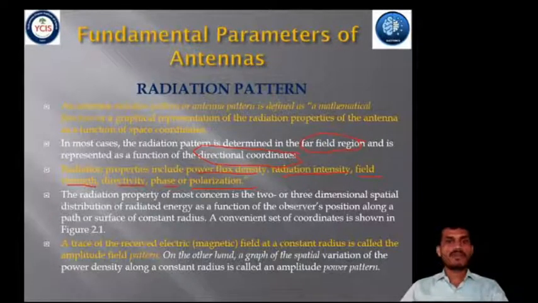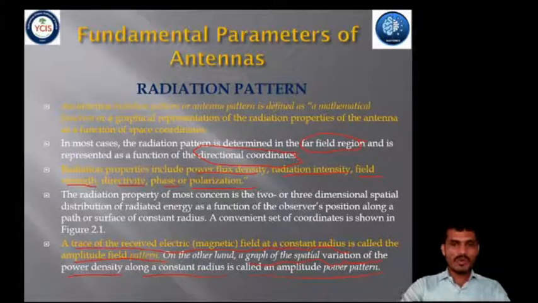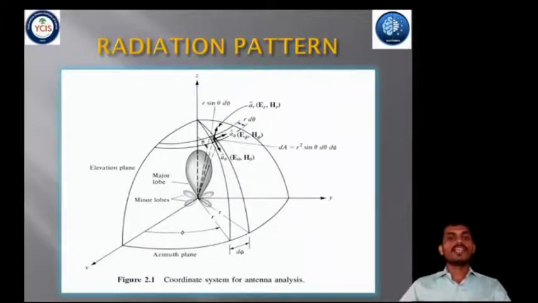So the amplitude field pattern is a trace of received electric or magnetic field at a constant radius. On the other hand, a graph of spatial variations of the power density along a constant radius is called the amplitude power pattern. Now we are going to discuss the coordinate system for an antenna analysis.